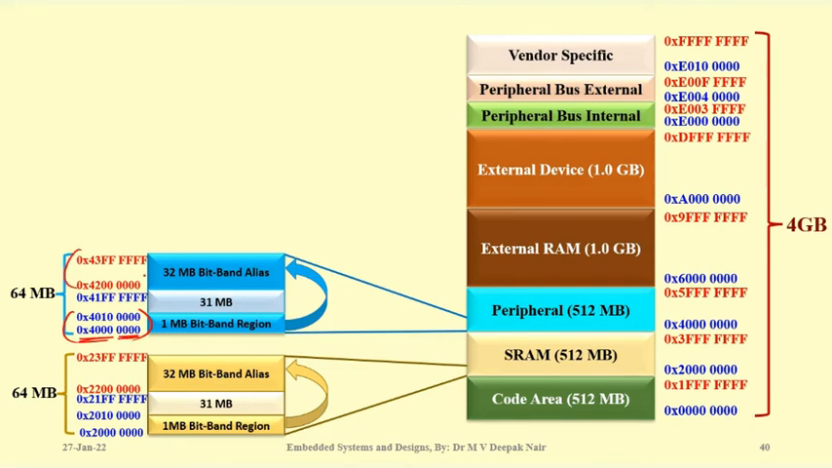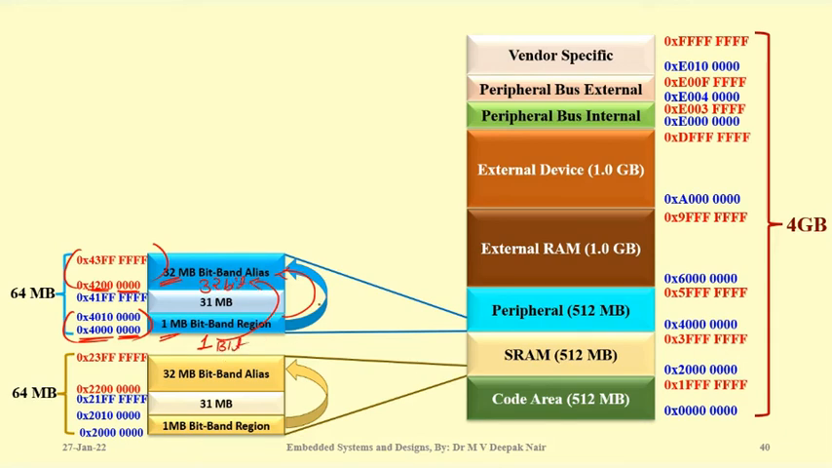0x40000000 is mapped to 0x42000000 onwards. So 1 MB of this space is mapped to 32 MB of this region. One bit, each individual bit in this region, is mapped to a 32-bit register in the bit banded region.